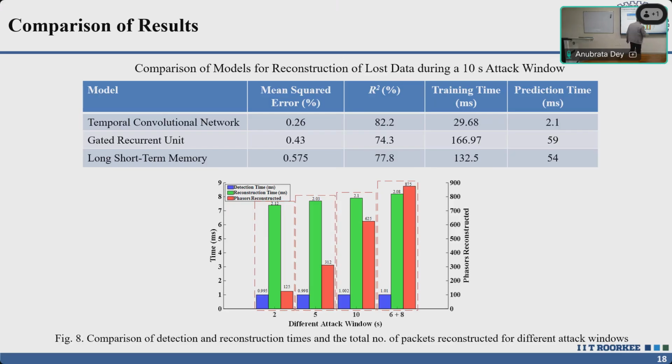For example, the last one you can see where we have reconstructed 625 phasors, where for a 10-second period the data was not available. The purpose of showing this bar chart is that if you add this detection time and reconstruction time, that is the blue bar and the green bar, then whatever number of phasors you need to consider from 125, 312, 625, 875, if you add blue and green, that remains well within, let's say, one cycle, right? 16.6 milliseconds, it is lower than that.